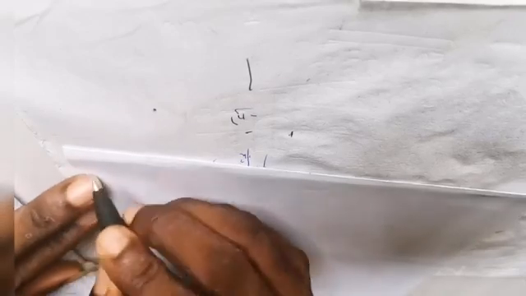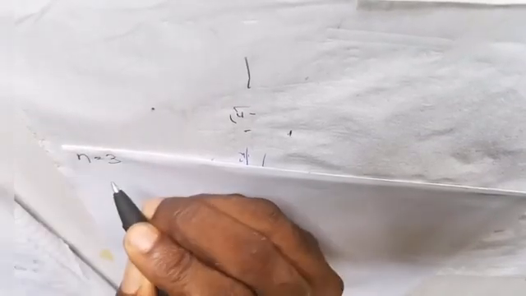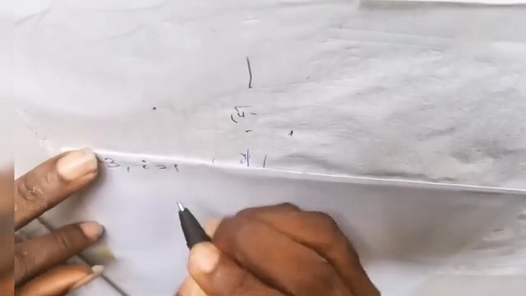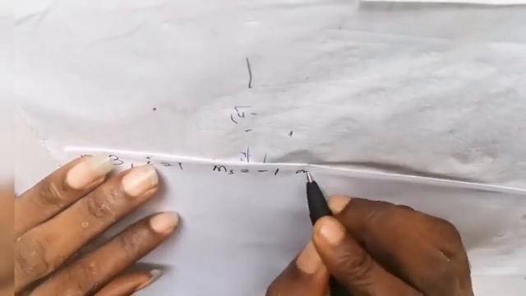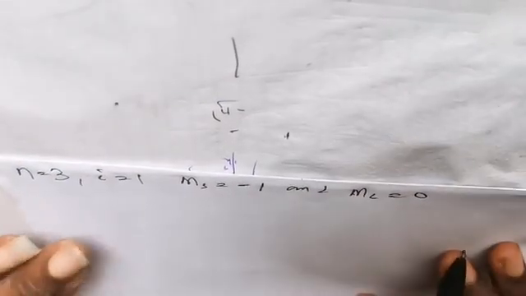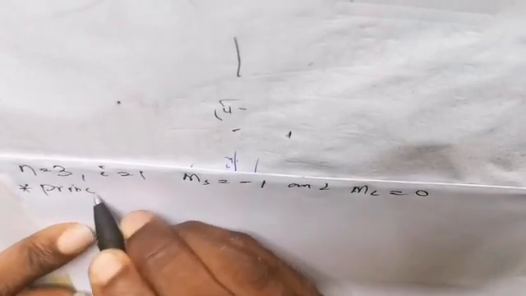Alright, so let's look at the second part of that same question 2. The second part says, is it possible to have an element with the quantum numbers n equal to 3, l equal to 1, m_l equal to minus 1, and m_s equal to 0? Is it possible to have an element which has these quantum numbers? Okay, so to answer this, first of all, we define each of the quantum numbers and know if it is possible. So n is the principal quantum number.